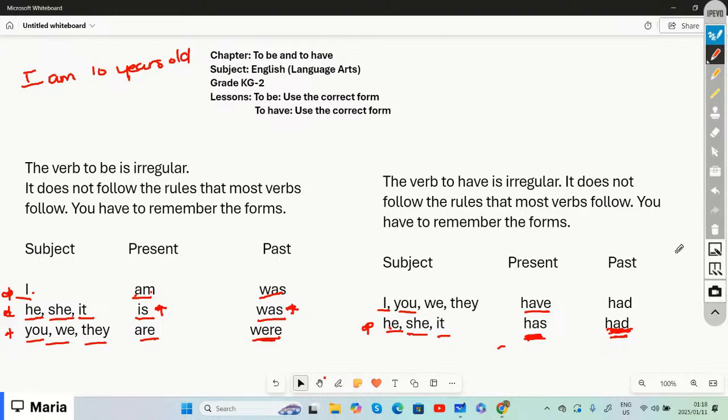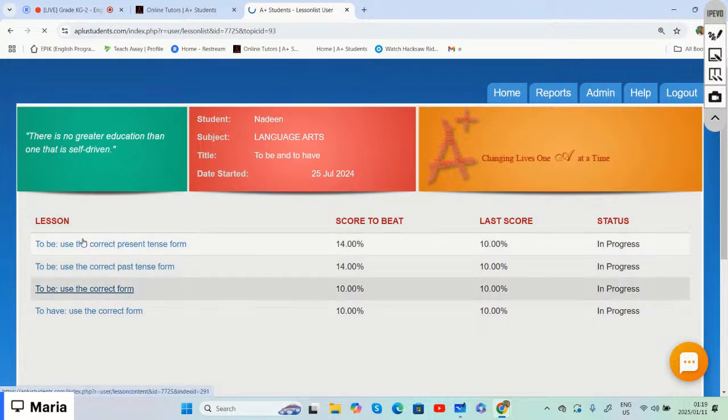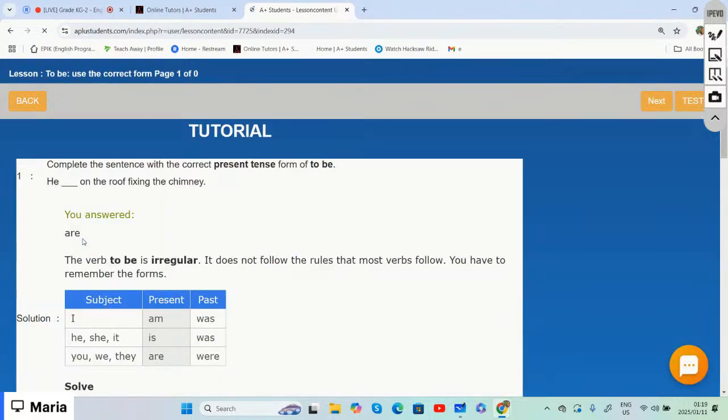All right. So now we're going to go to aplusstudents.ca, and for to be, we're going to use the correct form, and for to have, we're going to use the correct form.